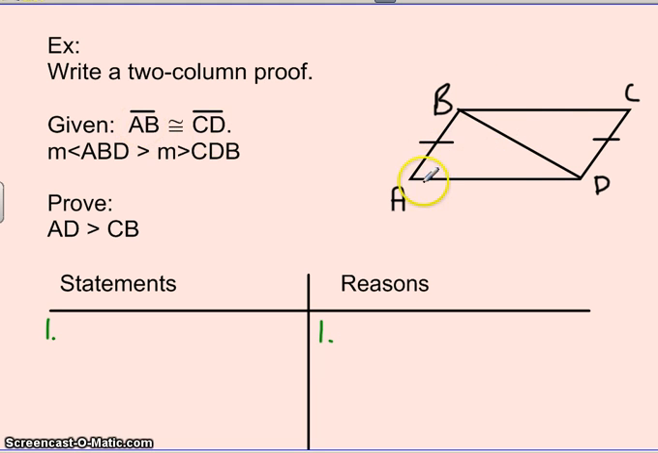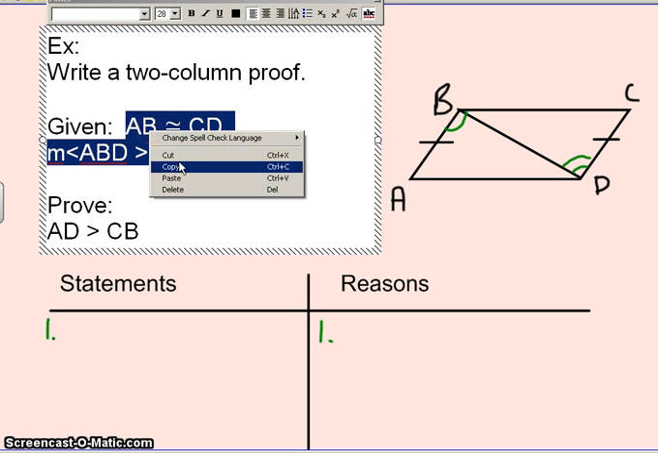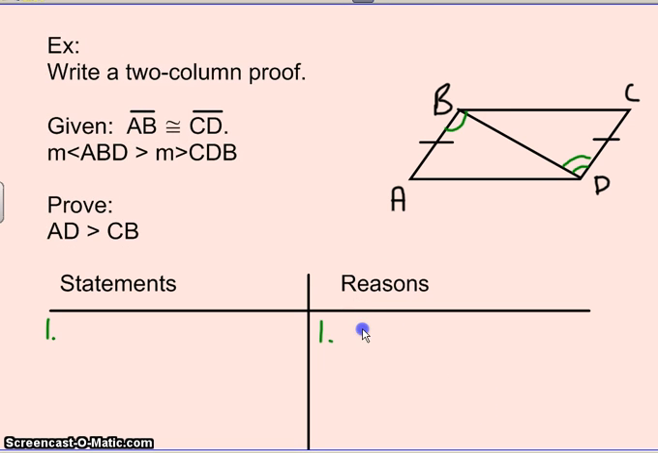We're given that AB is congruent to CD. That's marked in here. And also it looks like angle ABD is going to be bigger than angle CDB. So we're going to mark this one 2, and we'll just keep in mind that the 1 mark is bigger than the 2 marks. As usual, we're probably going to start off with this given information. So let's copy and maybe paste it right here.